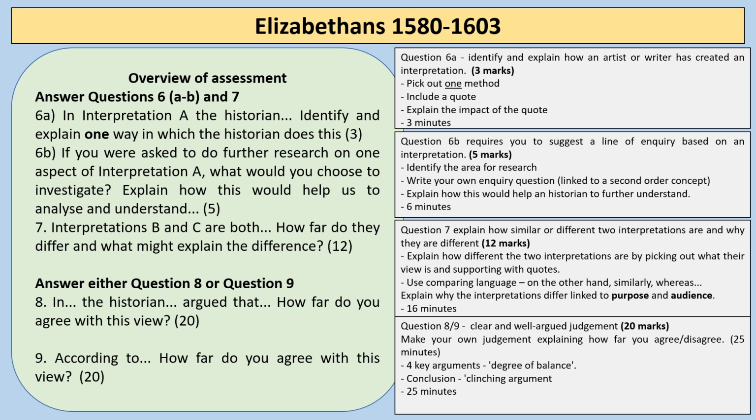And then question 8 and 9, you've got a choice for this question. It's a 20-mark question, 4 key arguments. You're looking for that degree of balance and then finishing up with a conclusion, your clinching argument.